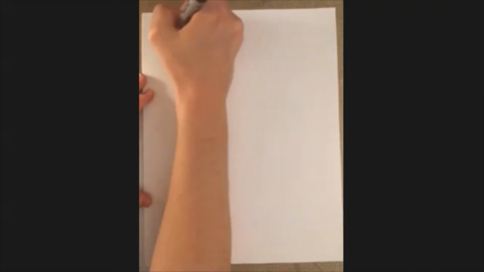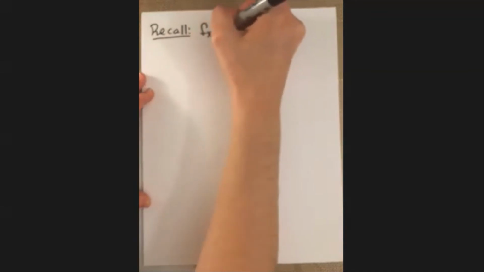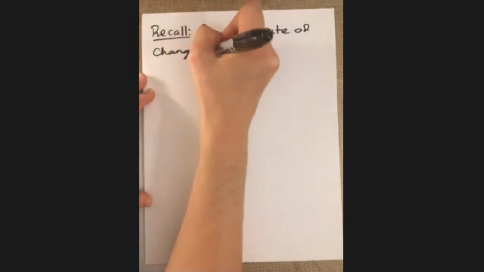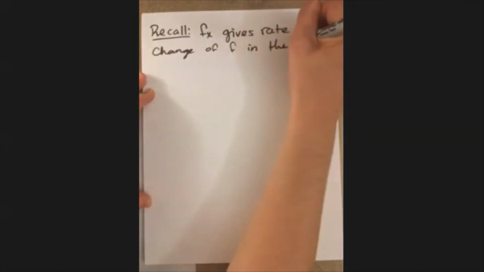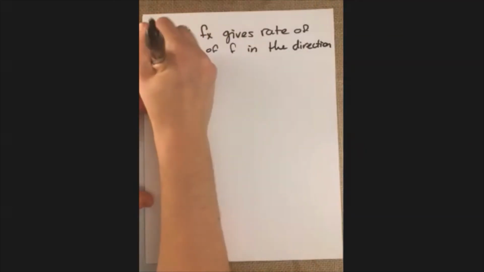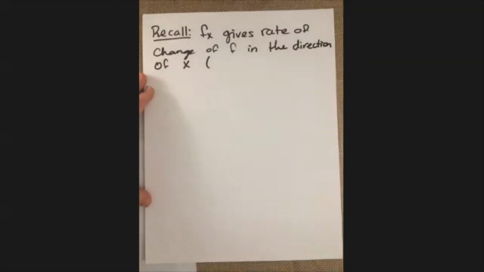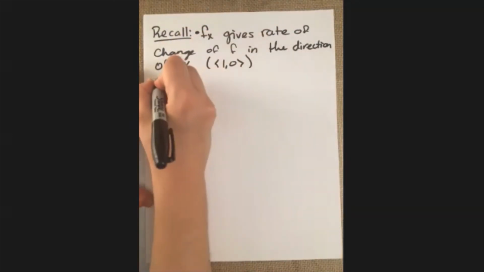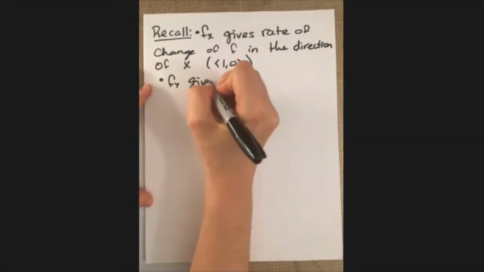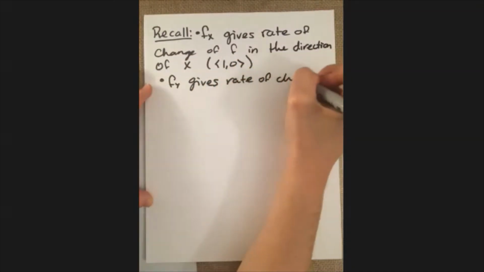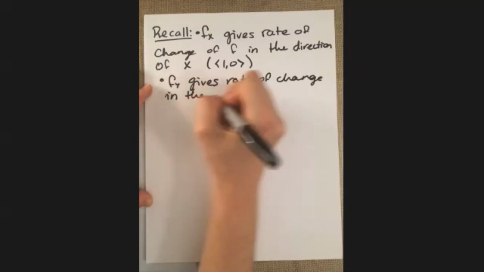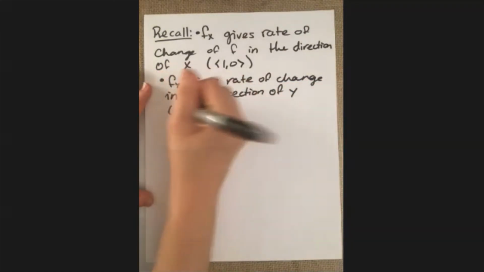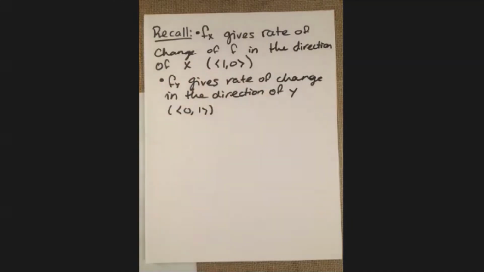So we recall that fx gives rate of change of f in the direction of x, which in our previous example, that's just the vector (1, 0). Okay. And we also recall that fy is the same idea, but in the y direction. And we kind of saw in our last example, this popped up when we worked with (0, 1). That's just our y direction, okay?